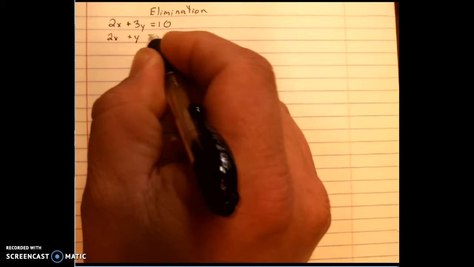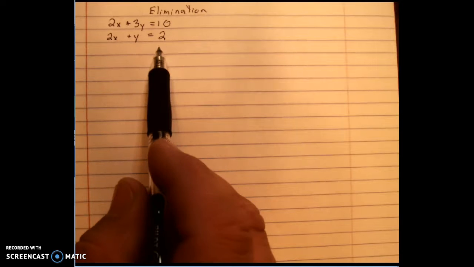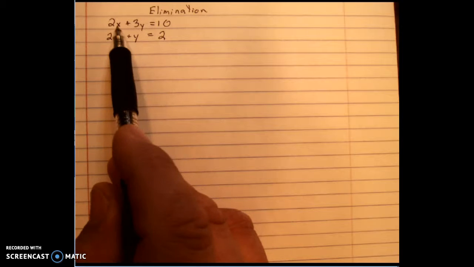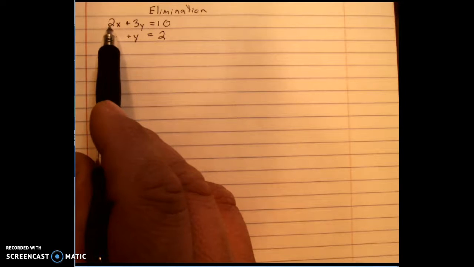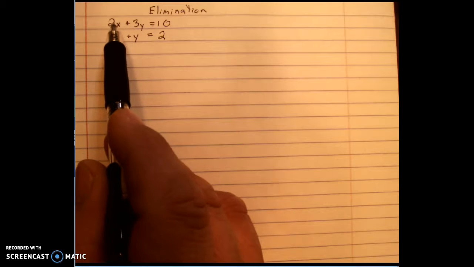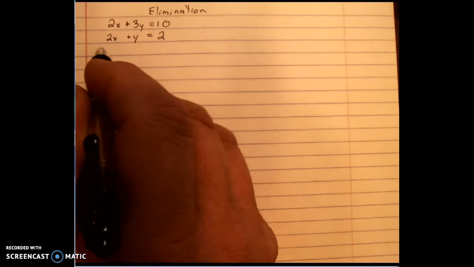2x plus 3y equals 10, and 2x plus y equals 2. So, my equations, the x and y are on the left in both, the numbers on the right in both. I have them written above one another. Now, I need to get these numbers to be the same. In the last video, one of the numbers was positive, one was negative. In this problem, the number on the x is a 2, and here it's a 2. So this time they are the same.